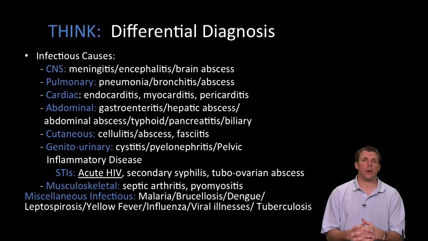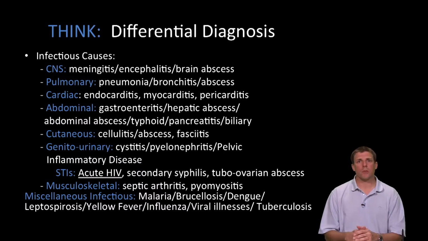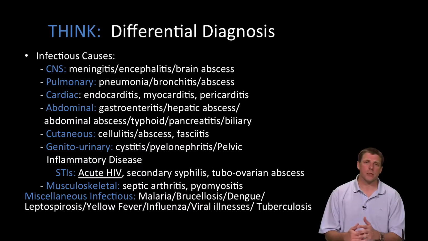What potential cardiac diagnoses could contribute to this? In this case, the patient could have endocarditis, or an infection of the heart valves. Is there evidence of myocarditis or pericarditis? What is the abdominal differential diagnosis like? Does this patient have a straightforward gastroenteritis? Is there evidence of a hepatic abscess, an abdominal abscess, perhaps typhoid, pancreatitis, or biliary problems such as cholecystitis or choledocholithiasis? Does this patient have any evidence of cutaneous infection such as cellulitis, an abscess, or perhaps fasciitis?